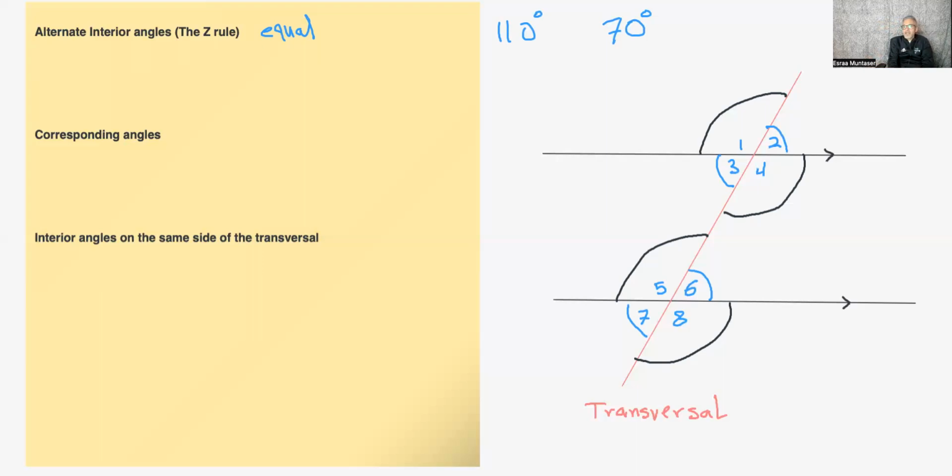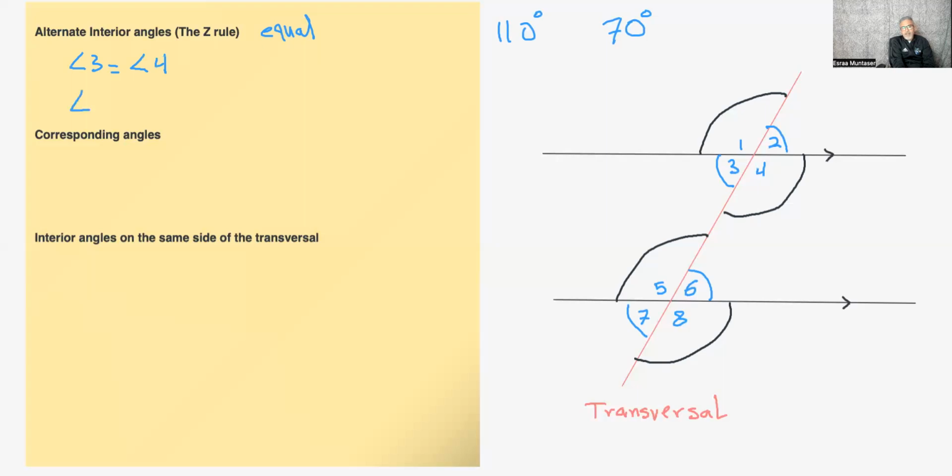Alternate means they are on alternate sides of the transversal. So 3 and 6, they are alternate. See, this one is on the left side of the transversal, and number 6 is on the right side of the transversal, which is the red line right here. So we call them alternate interior because they are alternate and on the inside. This symbol just means angle. Angle 3 and 4, they are alternate interior also, and they will be equal.